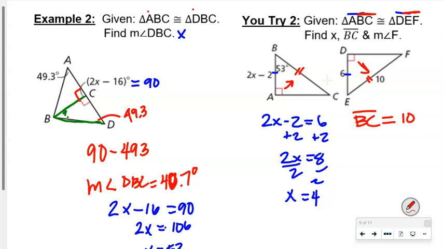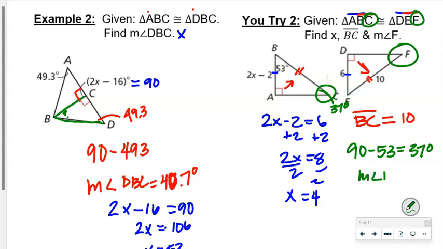Okay, then it says the measure of angle F. Okay, so what angle does F map to? So we got C there and F there, right? So what's our C down here? Well, we have to find it, right? So again, because it's a right triangle, can't we go 90 minus 53? So if we do 90 minus 53, isn't that going to be 37 degrees? And if C is 37 degrees, then what else is 37 degrees? F. So the measure of angle F is equal to 37 degrees.